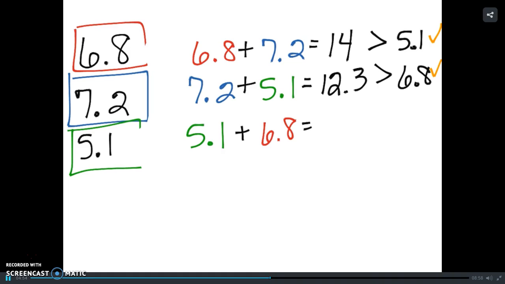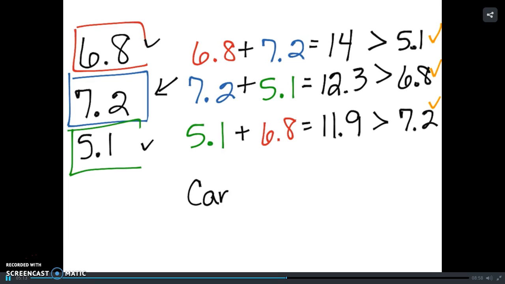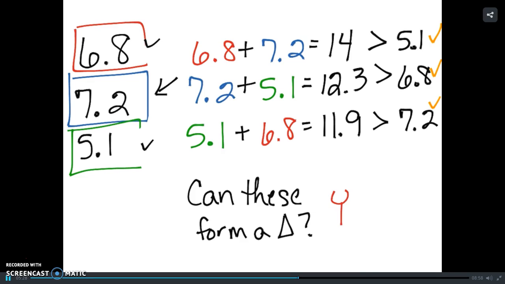Okay, the last one, 5.1 plus 6.8 is 11.9. And we want to know, is that bigger, these two, is that bigger than 7.2? And yes, it is. So their question about can these three sides form a triangle is going to be yes, they can form a triangle.